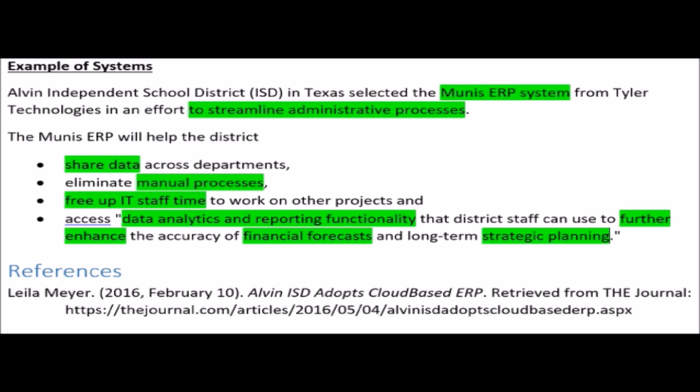Next, we will review the Munis ERP system from Tyler Technologies, which was selected by the Alvin Independent School District in Texas to streamline the administrative process. The system will help the district to share data across different departments automatically and faster, eliminate manual process time, and free up IT staff time to work on other projects. Besides that, the district staff can also access the data analytics and reporting functionality that can be used to further enhance the accuracy of financial forecasts and long-term strategy planning.